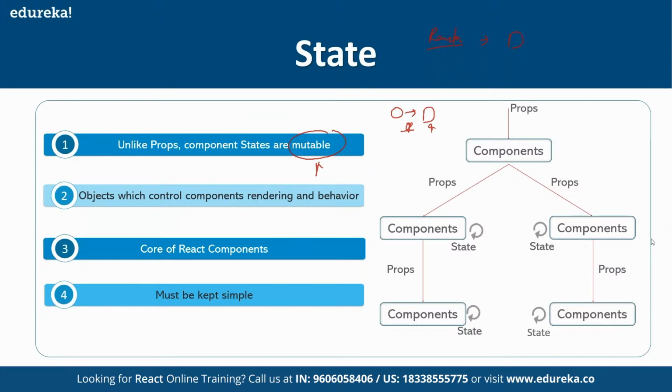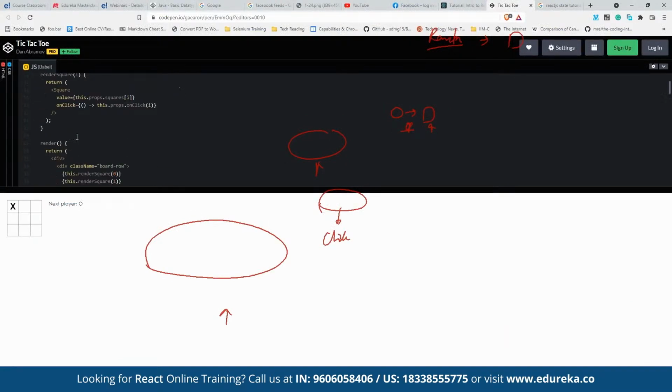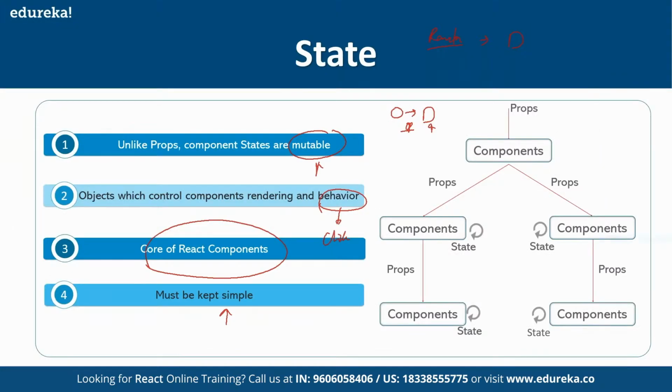These sections are going to be changing or rendered based upon a behavior. Maybe let's say a click operation, or maybe let's say a mouse scroll operation, something. You're going to capture it and you're going to do it. It is the actual core of the React components, and it must usually be kept simple. Don't complicate it. If you see this code here as an example, each of them is really simple. They don't go ahead with too much complication. It is very simple.